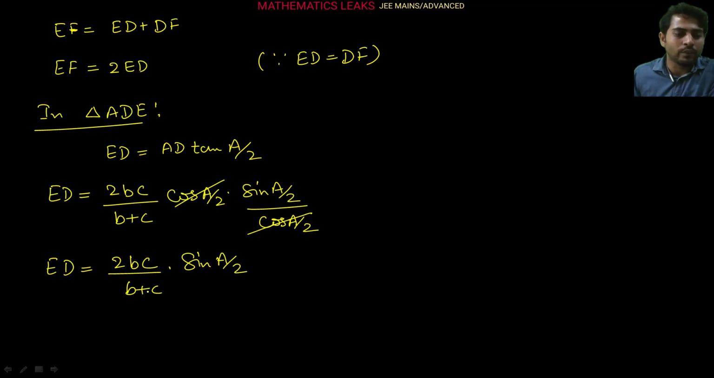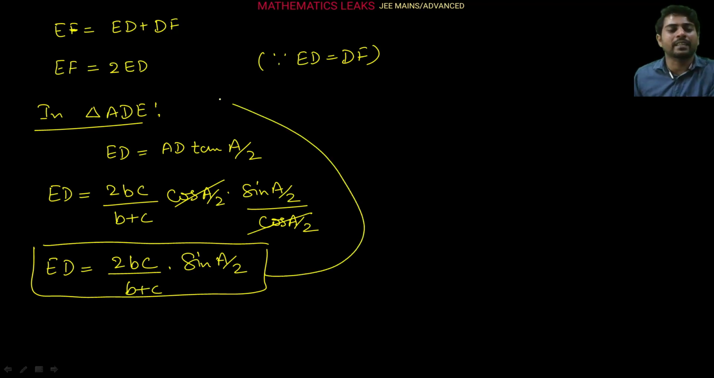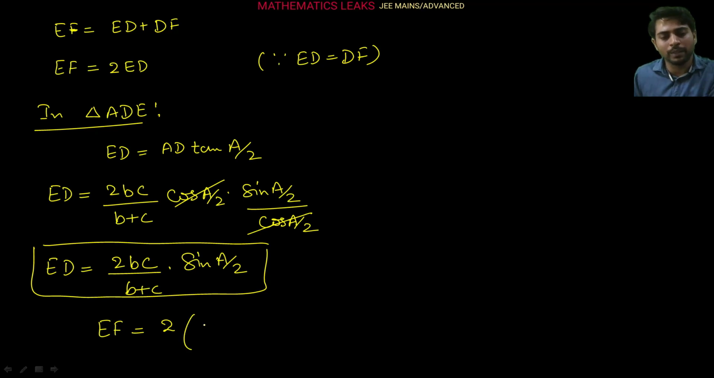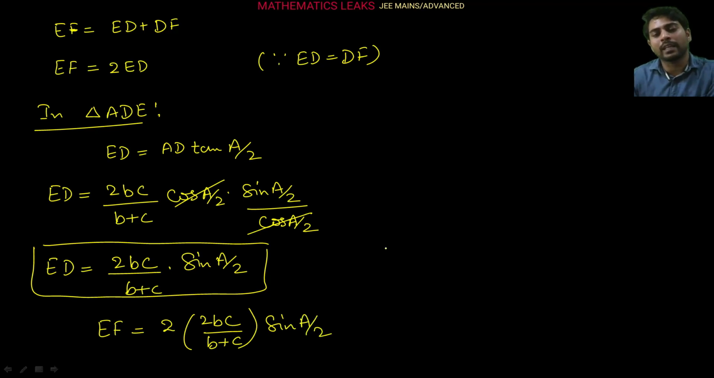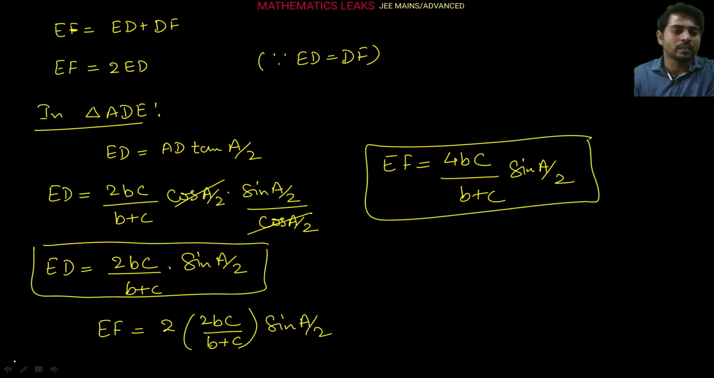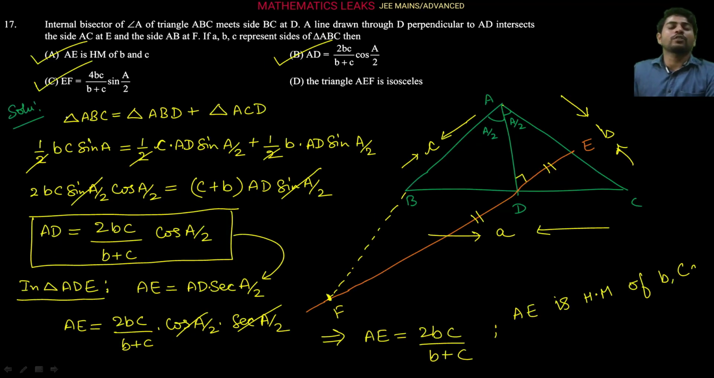So when we put this ED value into EF, we get EF is equal to 2 times BC upon B plus C into sin of A by 2. So finally we are getting EF is equal to 4BC upon B plus C sin of A by 2, right? So this is our correct option. EF is equal to 4BC upon B plus C sin A by 2 is absolutely correct.